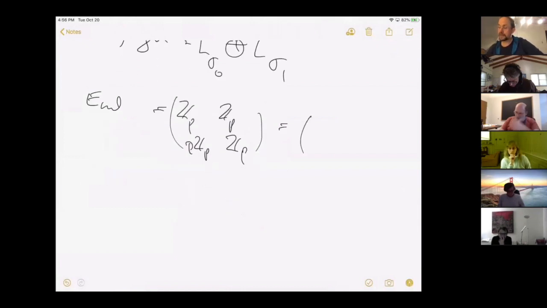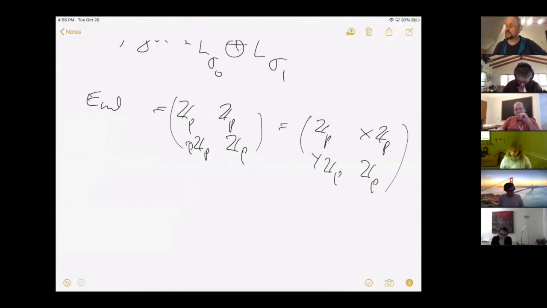I'm going to write this a slightly different way, which will seem weird for a moment, but will seem less weird once I explain why I've done it. I'm going to write this as ZP, and then X times ZP and Y times ZP and ZP. So X and Y here are just variables, symbols, but they satisfy the relation XY equals P. So it's just another way to write the same order, except instead of having X equals 1 and Y equals P, I've let X be the symbol X and Y be the symbol Y, but their product is equal to P, which amounts to the same ring.